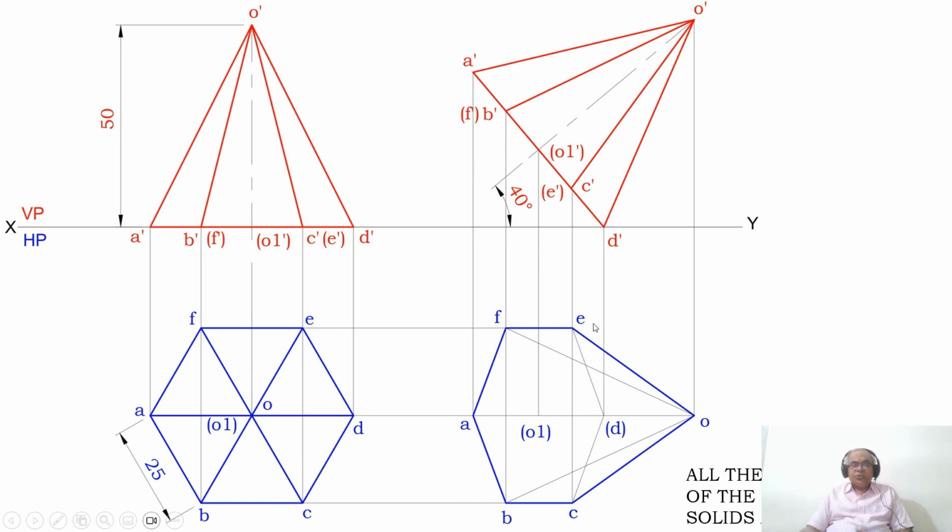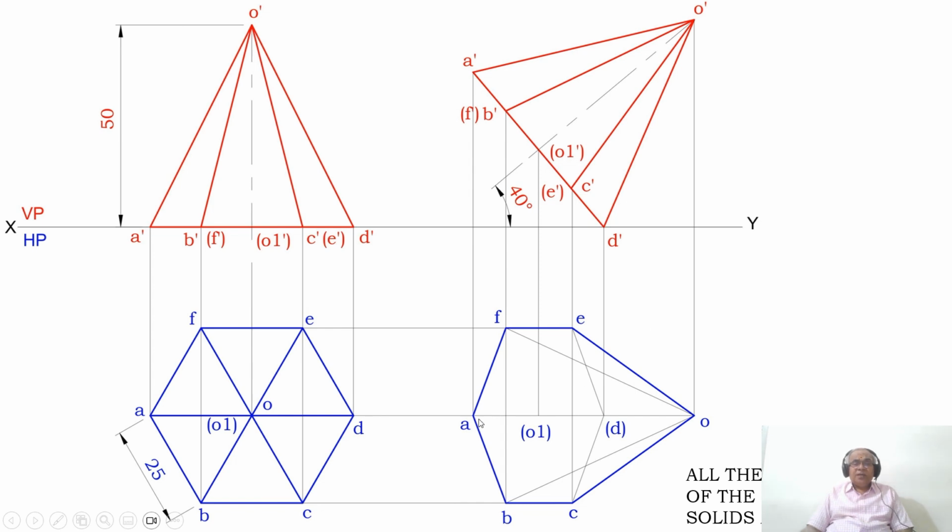Now what I need to do, I need to write then join A to B, B to C, C to D, D to E, E to F and F to A with thin lines. And similarly join between OA, OB, OC, OD is already joined, OE and OF with thin lines. Don't dark them. Now you apply the condition of visibility.